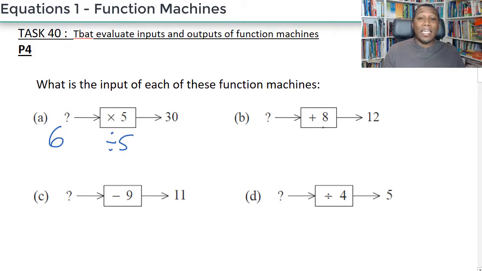12, the opposite of adding 8 is taking away 8. So the number I started with, 12 take away 8, which is 4. And we can check: 4 plus 8 is 12. Finishing off down here, the opposite of minusing 9 is adding 9. 11 and 9 is 20. Let's check if it works. 20 take away 9, 11.